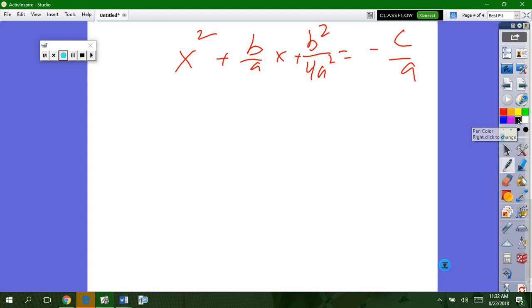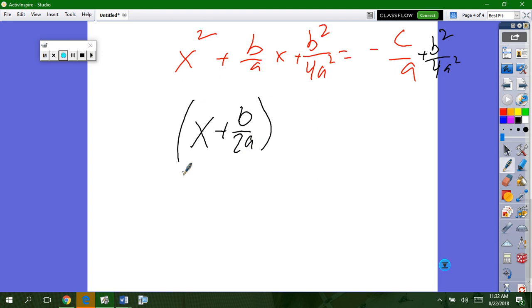Anyway, so this side, if I add b squared over 4a squared, I've got to add b squared over 4a squared to this side. Right? Balance. This is a perfect square trinomial. It is x plus b over 2a, squared. This side, what do we do when we add fractions? We need a common denominator. So I'm going to multiply this by 4a over 4a. He needs a 4 and an a. 4ac. b squared minus 4ac, all over 4a squared.